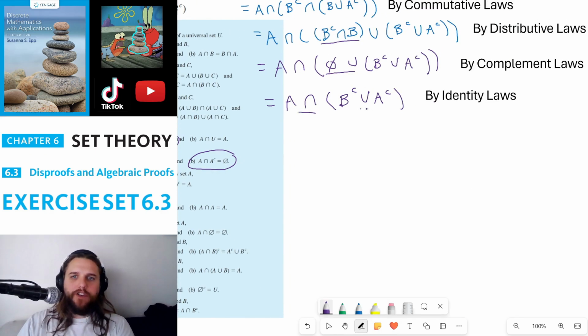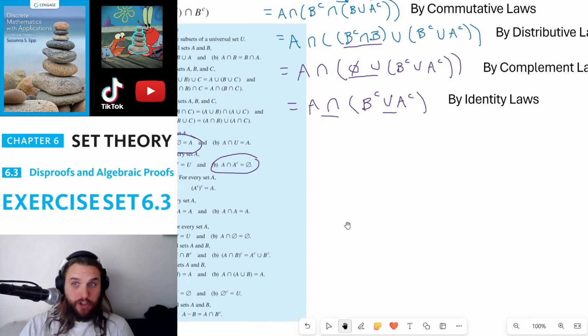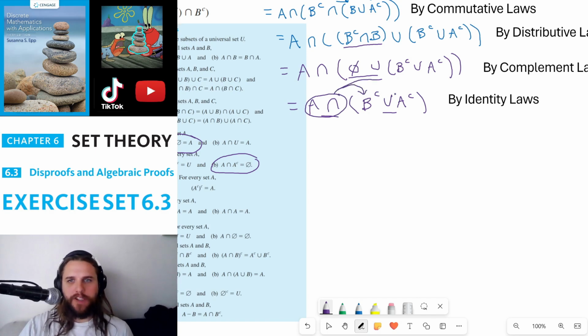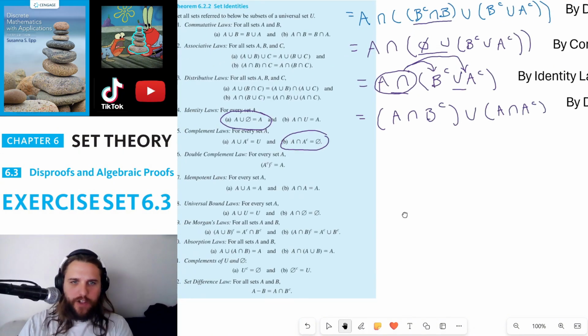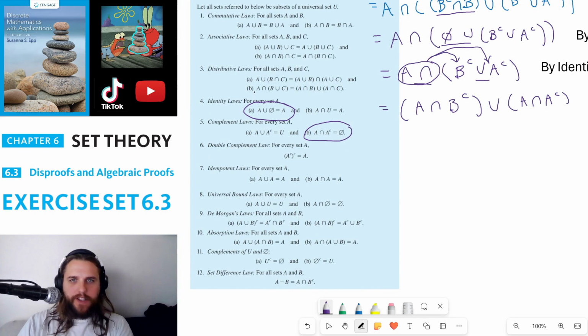Now we have two different operations, one inside the parentheses, one outside the parentheses, which makes this very tempting for the distributive law again. And since we're distributing from the left, we're allowed to do that. I'm going to distribute this A intersect to both of these expressions here. So this becomes A intersection B complement union A intersection A complement by the distributive laws. And again, notice what the distributive law says here. It says that we can take an A intersection and distribute it to the B and the C here to get two sets of parentheses, which is what we have here.